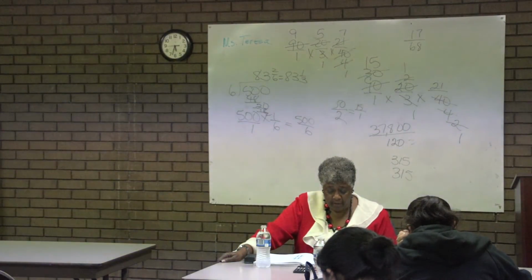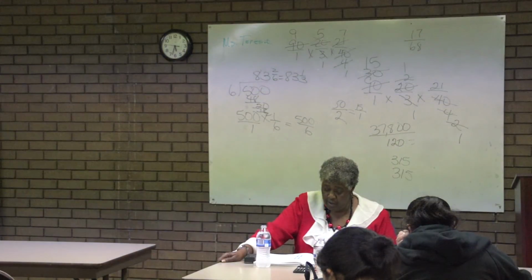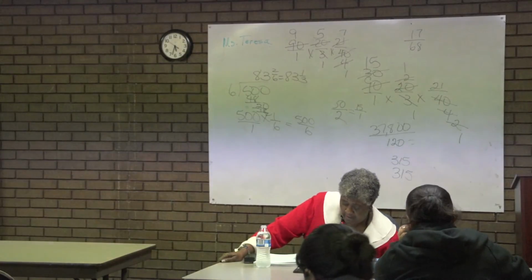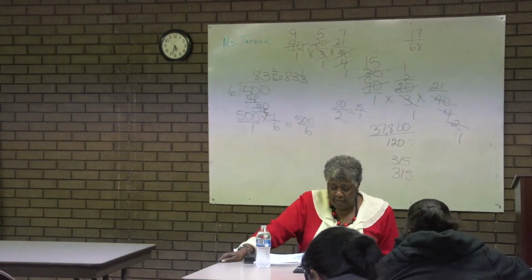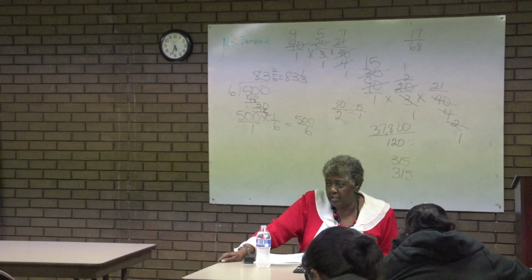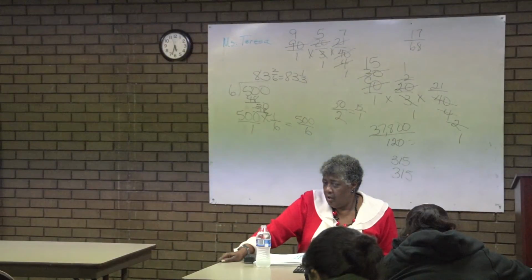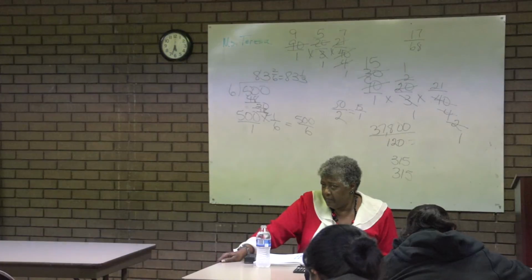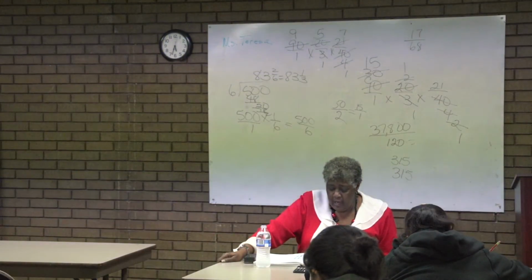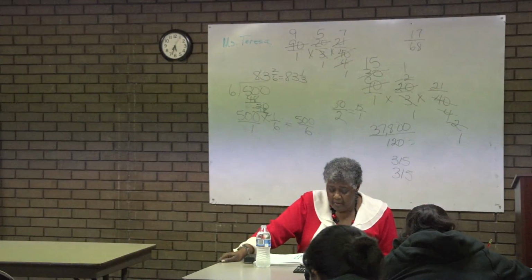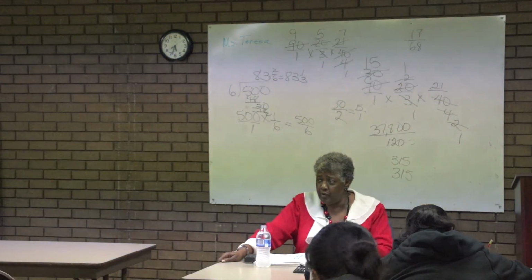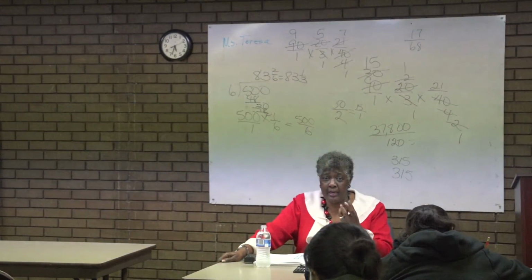Number 12 says Marlene needs 2 1/4 yards of material to make a dress for her youngest daughter. How many dresses can she make from 10 yards of material? What operation are you gonna have to perform? Division. What are you dividing up? The 10 yards of material, right? You need to know how many 2 1/4 are in 10, right?